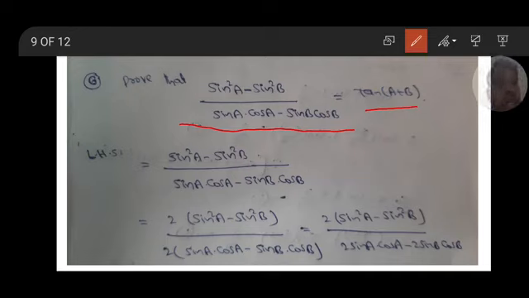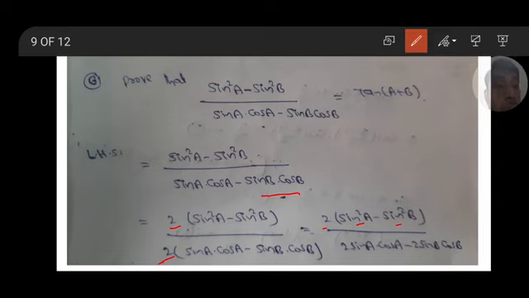So the given LHS, I am taking LHS: (sin square a minus sin square b) by (sin a into cos a minus sin b into cos b). I am multiplying numerator and denominator with 2. So 2 into (sin square a minus sin square b) by 2 into (sin a cos a minus sin b cos b). So in the numerator, 2 is outside only, sin square a minus sin square b.